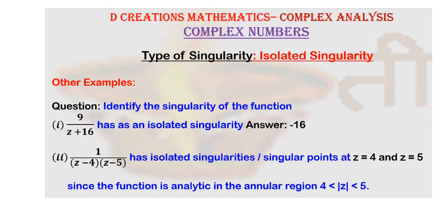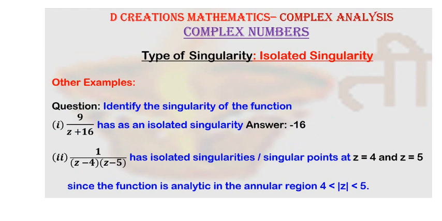Now, there are some other examples. So, continuing the same idea, if I had given you a situation where 1 upon z minus t, that is the function, then you would have realized that t is an isolated singularity. For example, here 9 upon z plus 16. So, singularity is of course at z is equal to minus 16.